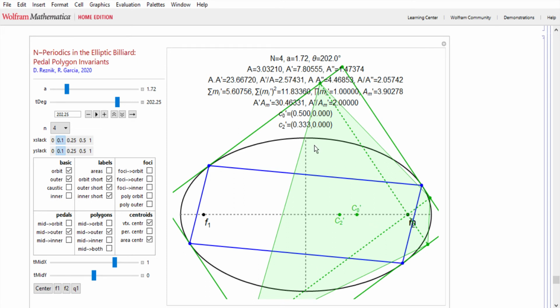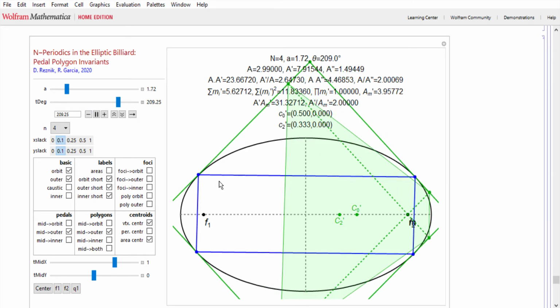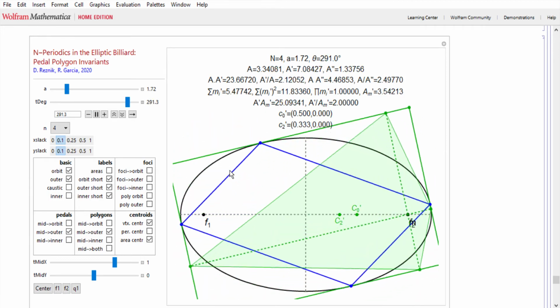The vertex centroid is halfway between the focus of the ellipse and its center. C0 is right here at 0.5, where 1 unit would be the focal length. Whereas C2, the center of the region, is at 1/3, and that's just a neat result.